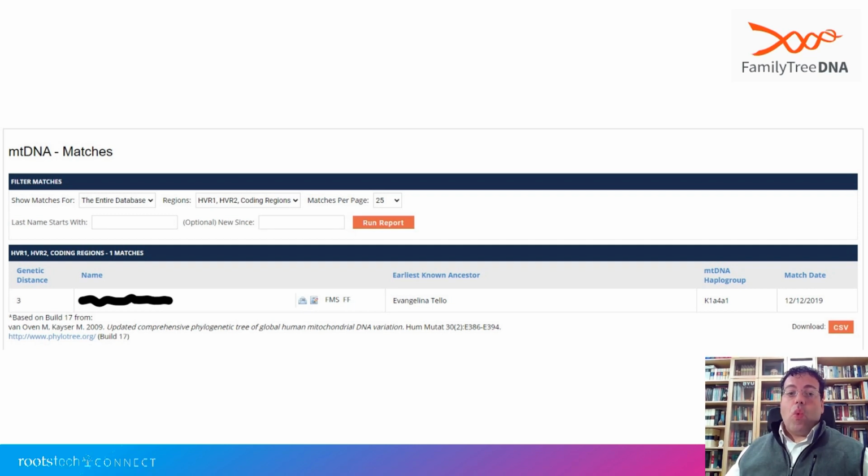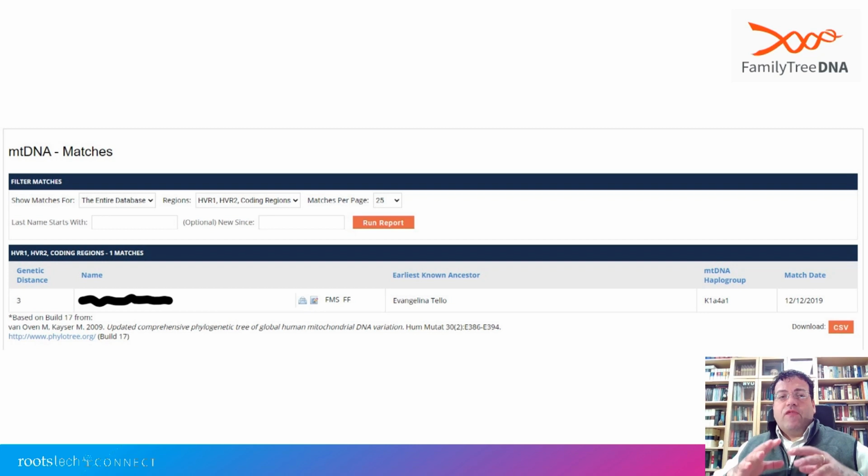And I have only one individual that I'm a close match. In the first column it tells you the genetic distance, which is how many differences there are between my mitochondrial DNA and this person's mitochondrial DNA. So the two of us have 3 differences.